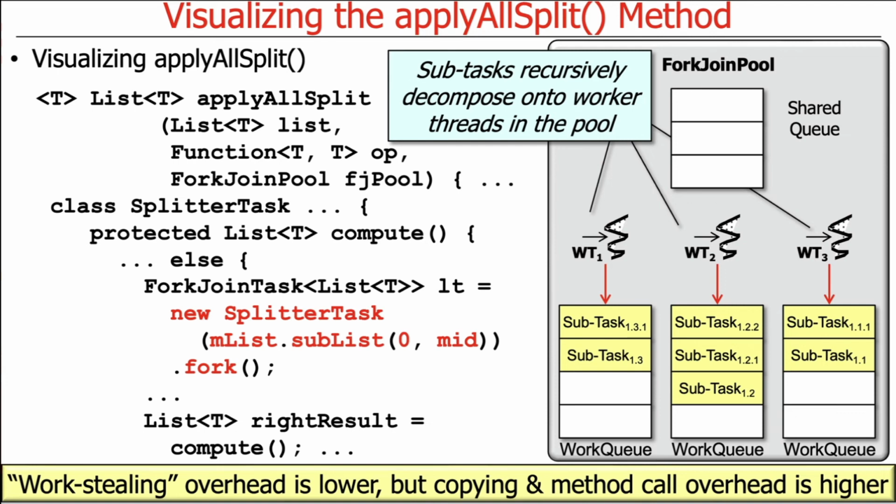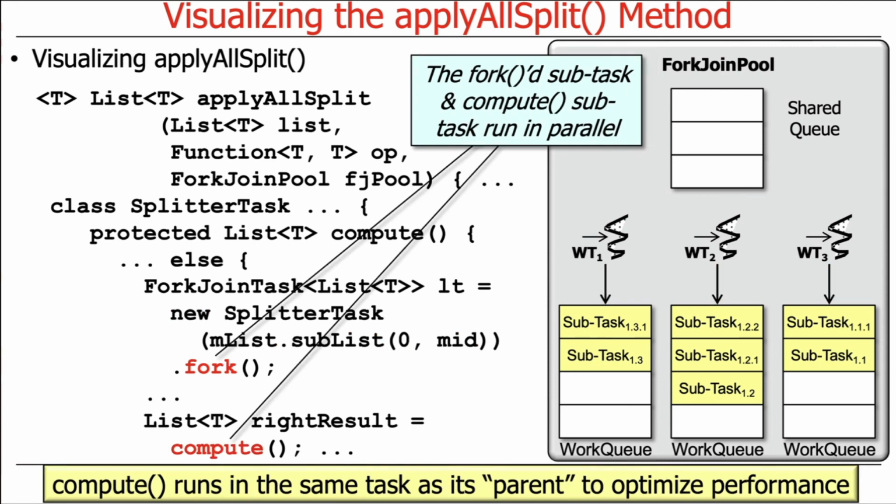As a consequence, the work stealing overhead is going to be lower because we're distributing these calls amongst different threads in the fork join pool. However, there are more method calls because we're doing this recursively, and there's also more data copying because we have to make these sublists and so on. So it's going to be a little bit more expensive from a data copying and method call point of view, but there's going to be less work stealing overhead. We'll see how that all pans out when we look at the performance results.